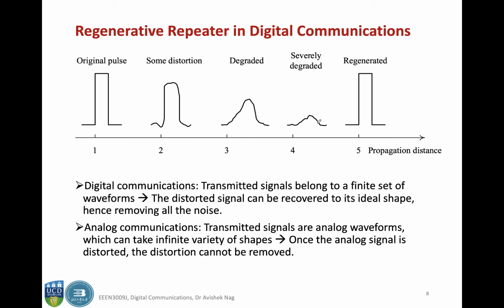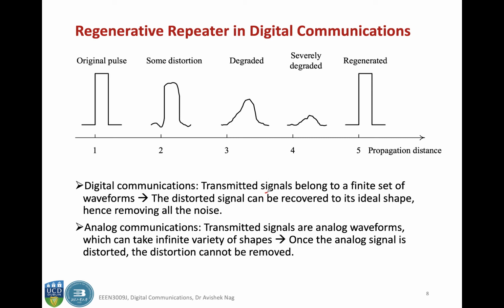And in digital communication, as you saw in the previous slide, it has some finite levels like zeros and ones. So basically the signals in digital communication belong to a finite set of waveforms. This is very important.